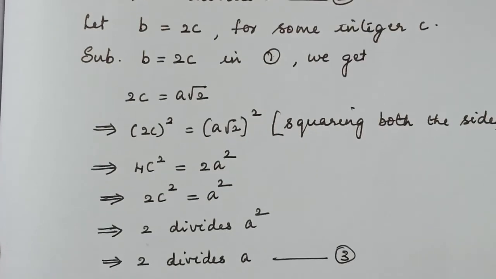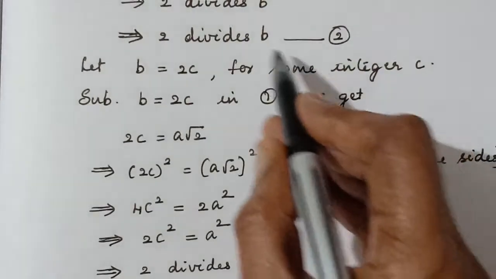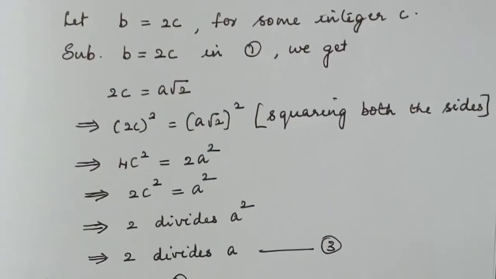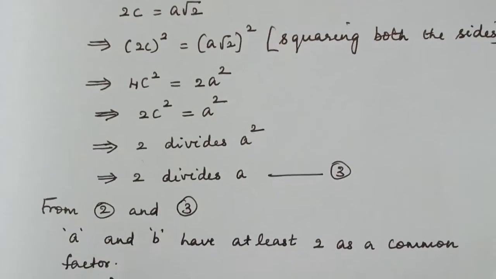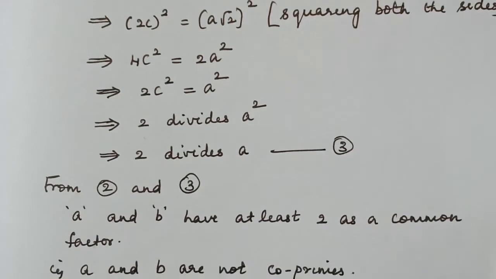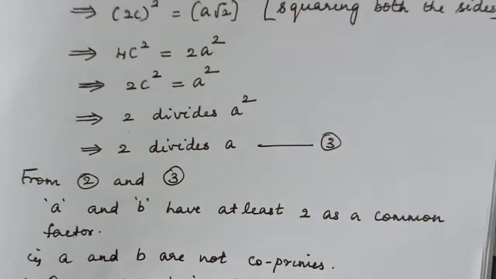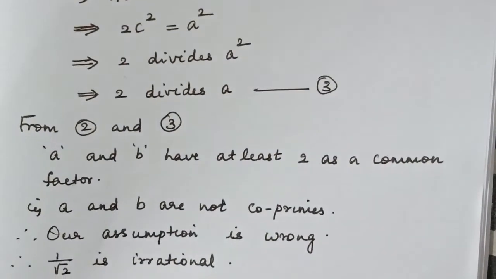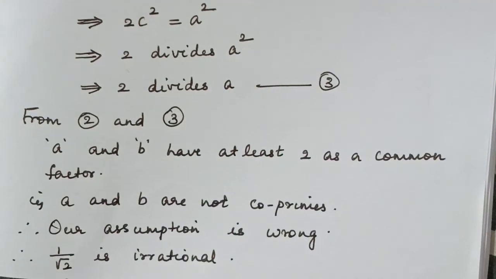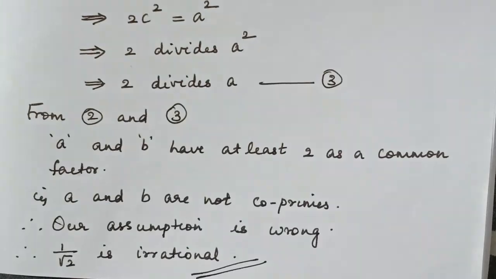That means 2 divides a squared or 2 divides a. So from 1 and 2, sorry, not 1 and 2, from 2 and 3, you will get that a and b have at least 2 as a common factor. That means a and b are not co-primes. Therefore, our assumption is wrong. That means 1 by root 2 is irrational.